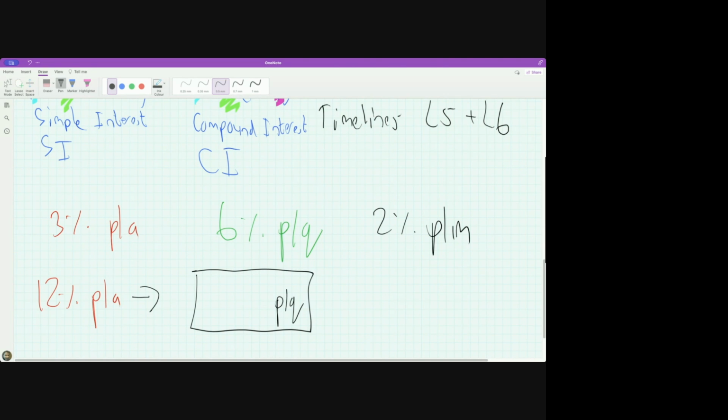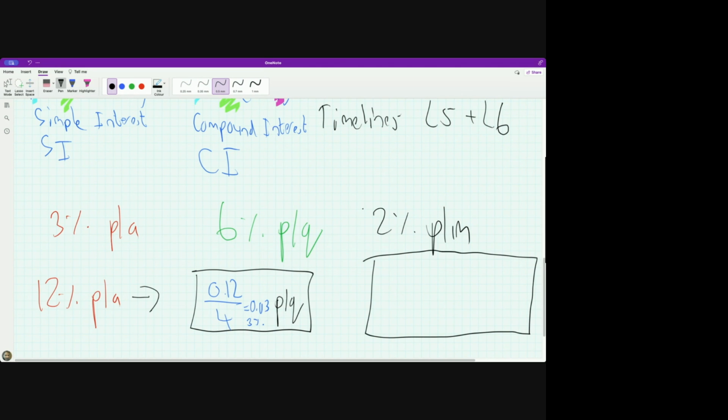So what is 12% per annum converted to a per quarter? Yep, all you need to do is take 12%, which is 0.12, and you divide it by 4, and then you would get 0.03 or 3% per quarter. Fantastic. Now, what is 12% converted to a per month interest rate? So 12% per annum, I want you to convert this to a per month interest rate. What's that going to become?